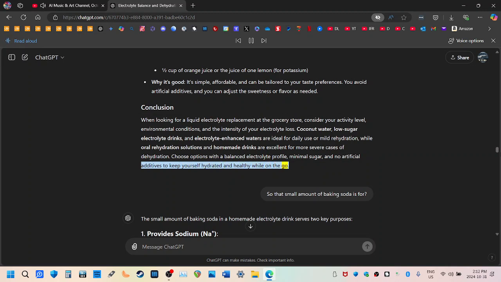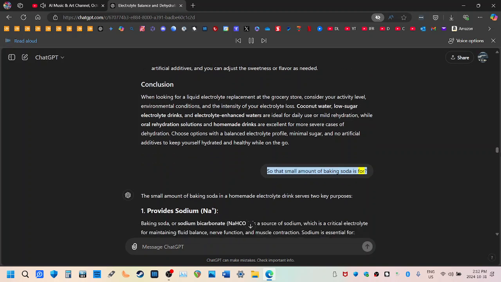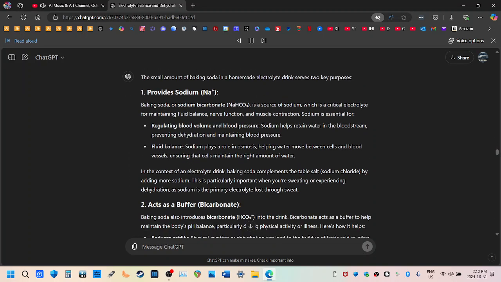So that small amount of baking soda is for... ChatGPT. The small amount of baking soda in a homemade electrolyte drink serves 2 key purposes. 1. Provides sodium, Na.